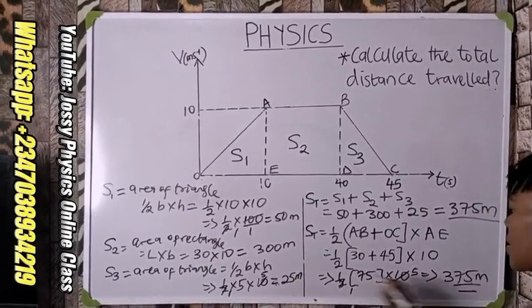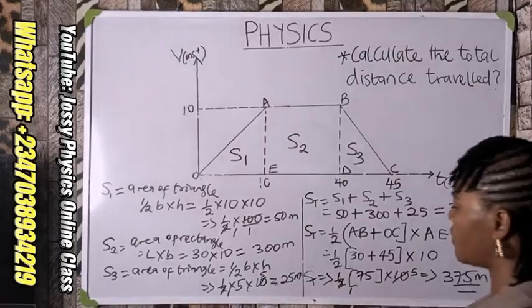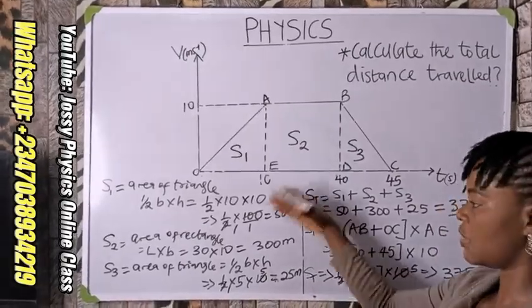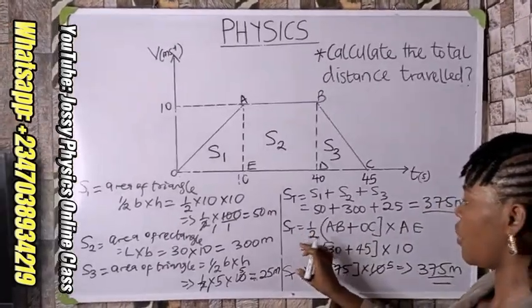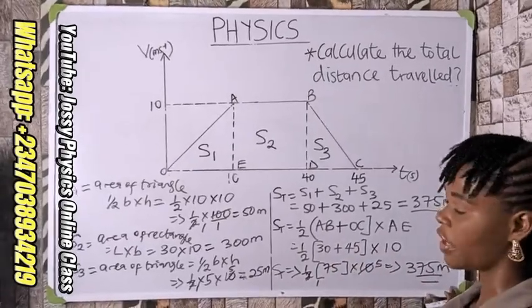375 meters. So guys, you have seen that we can use this method to get the total distance traveled, and equally use the area of a trapezium to get the total distance traveled.